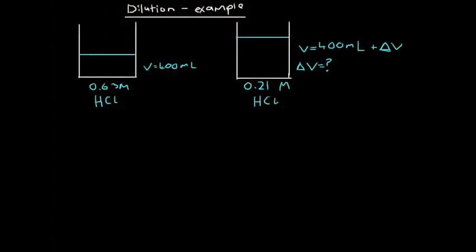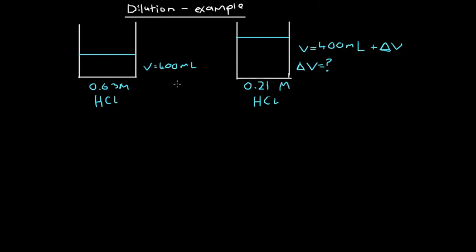Alright, so here we're going to look at an example of a dilution problem. Say I've got a solution of hydrochloric acid. We've got a 400 mL solution, and the concentration is 0.63 mole per liter. That's what we're starting with. I want to dilute this solution so that I have a new solution with a concentration of 0.21 mole per liter. I want to somehow turn this solution of 0.63 mole per liter into a solution of 0.21 mole per liter, and I'm going to do that by adding a volume of water.